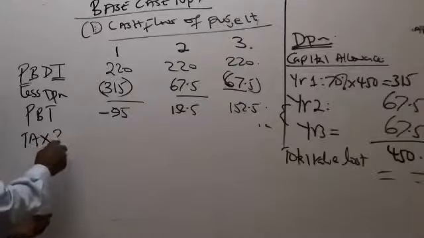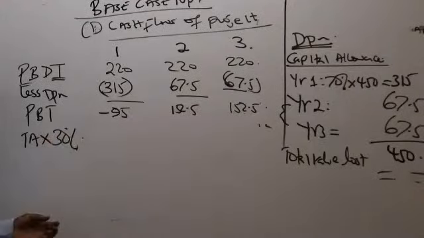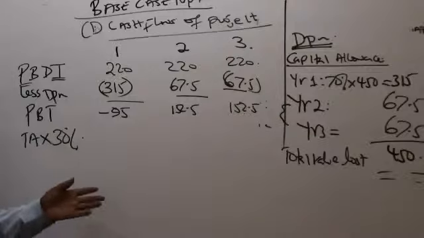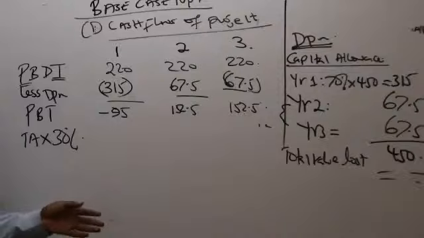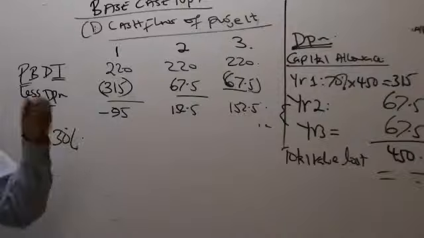So we have here 30%, 30%, 30%, 30%, 30%. Could you kindly give us this? Remember, in finance, even if it's a loss, we tax.